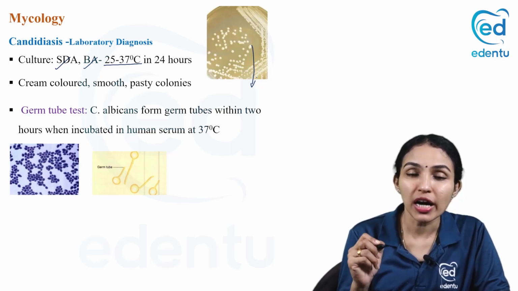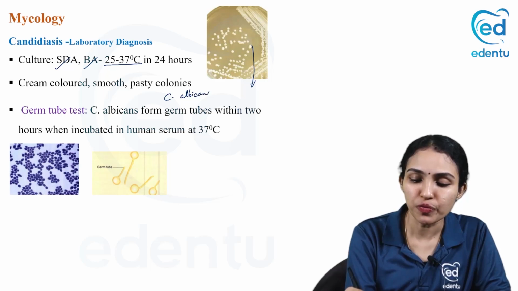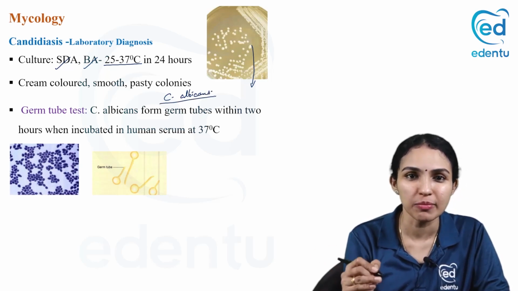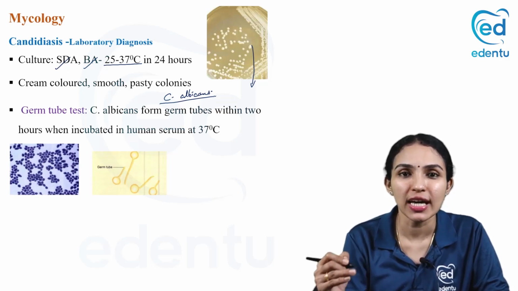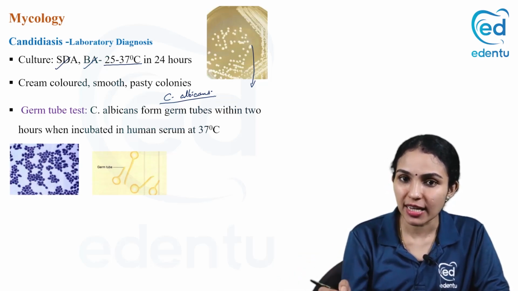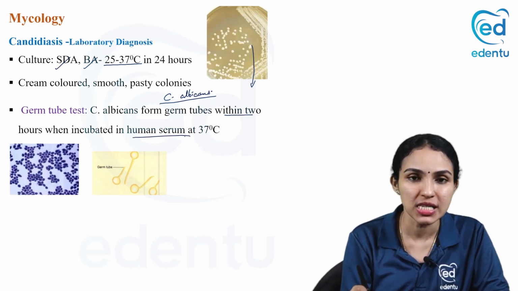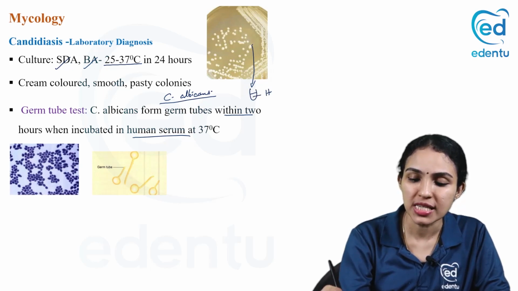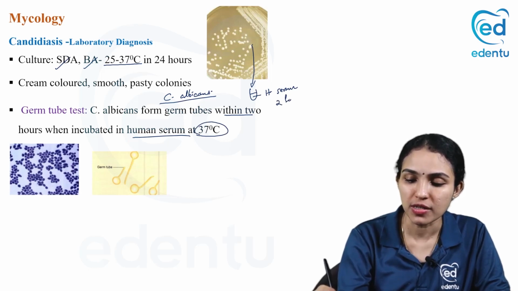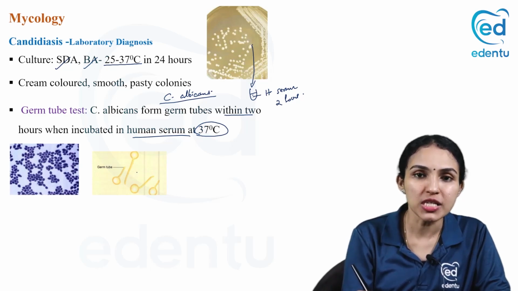And when you have to confirm that this is Candida albicans, because you want to know whether it is an albicans candida or a non-albicans candida. All other species other than Candida albicans, you call that as non-albicans candida. So this Candida albicans, they will form germ tube when you incubate it with human serum. When you take this colony and you put it in a tube containing human serum and you incubate it at 37 degrees Celsius for 2 hours, after that, you're taking a drop of this sample and you're observing under microscope.